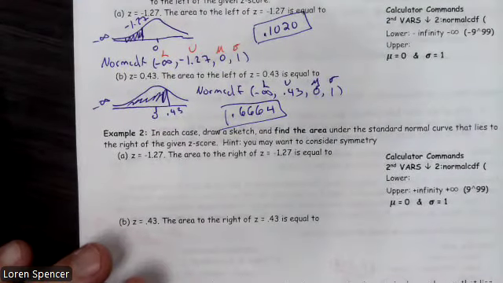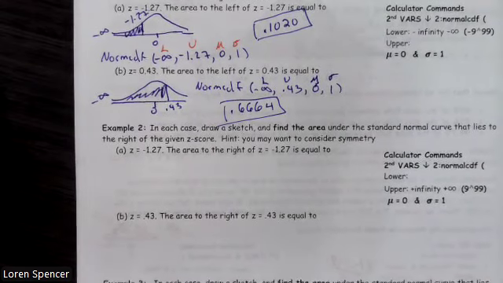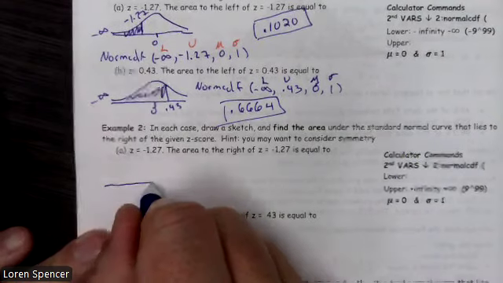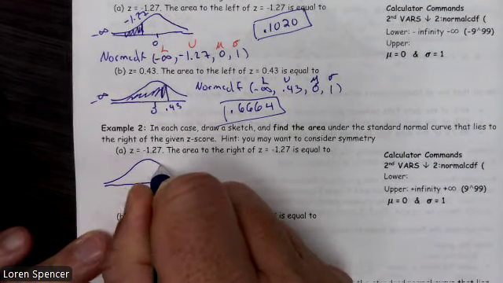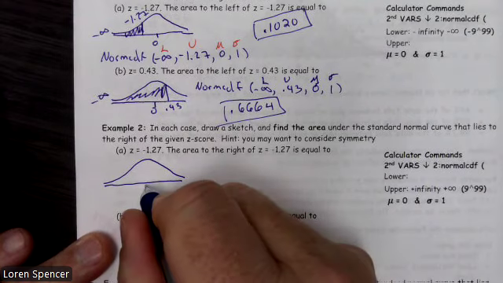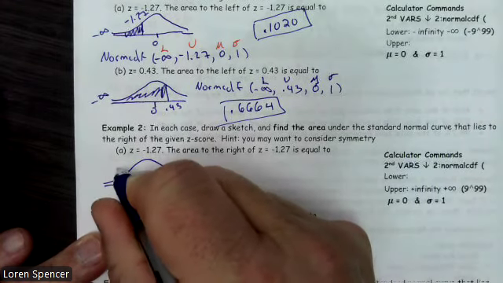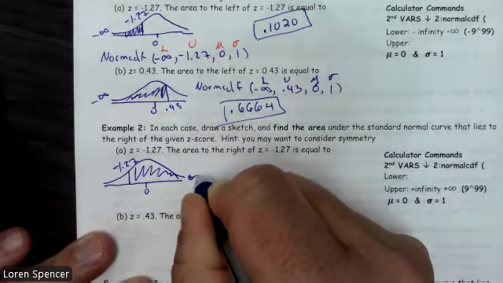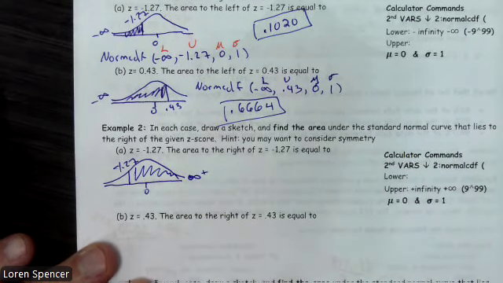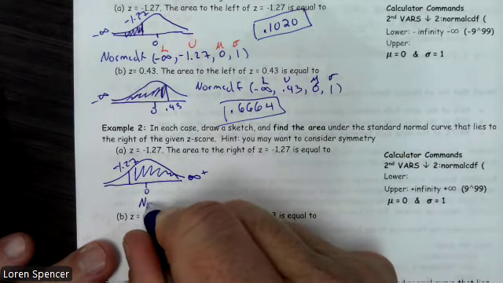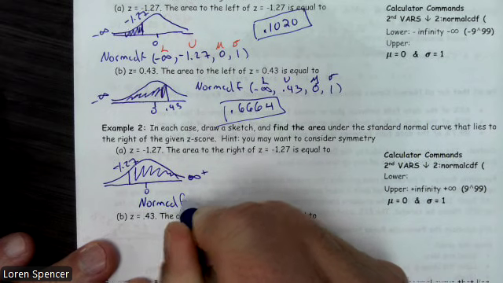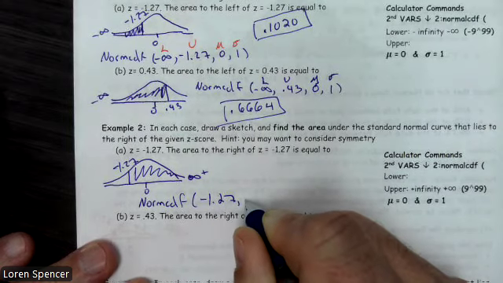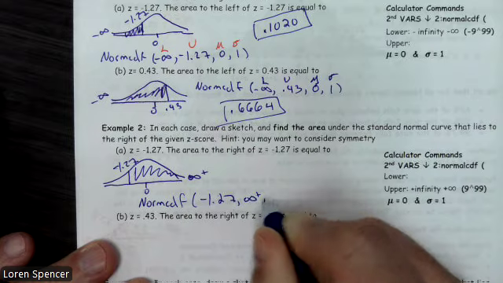All right. In each case, draw a sketch and find the area that lies to the right. So now instead of finding to the left, we're finding to the right. My lower bound in this case, here's my mean, is at negative 1.27, and it's asking us to shade up. What are we shading up to? We're shading up to positive infinity. So this is going to be a norm CDF. My lower bound, negative 1.27. Upper bound is positive infinity.